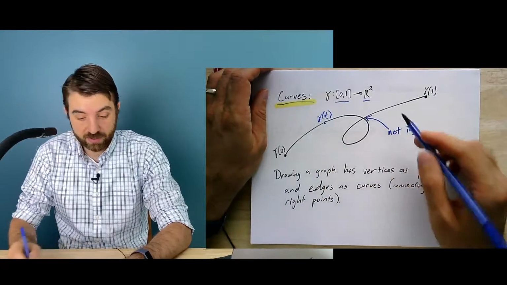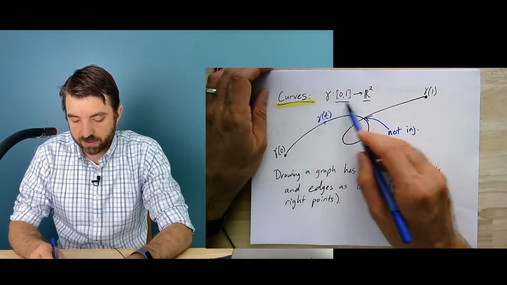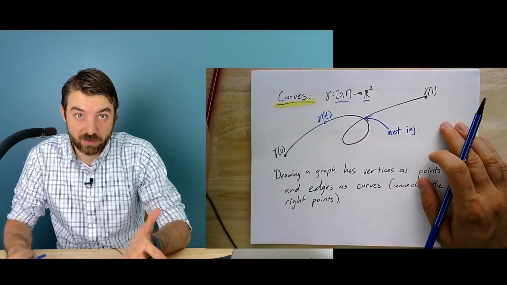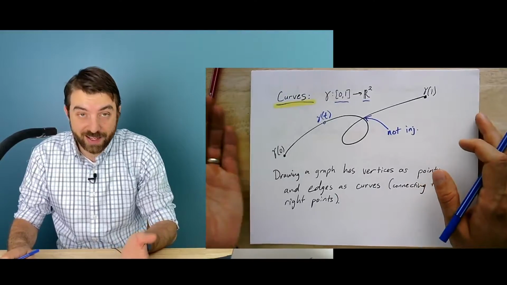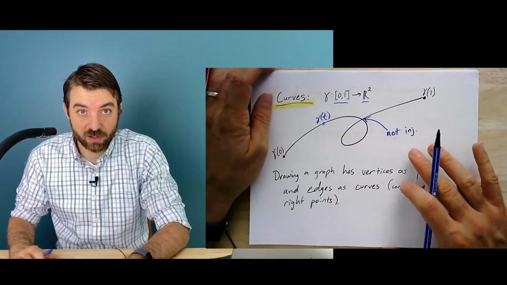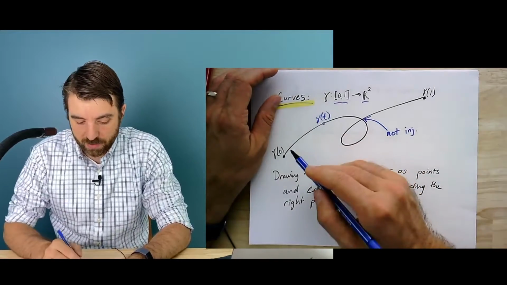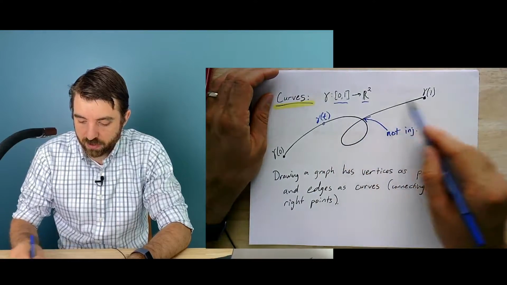It's still a continuous function from this interval into the plane. So why is this important for graph drawing? Well, if we're going to draw edges in the plane, we are going to draw them as continuous curves. So that's how we want to think of this parameterized curve.